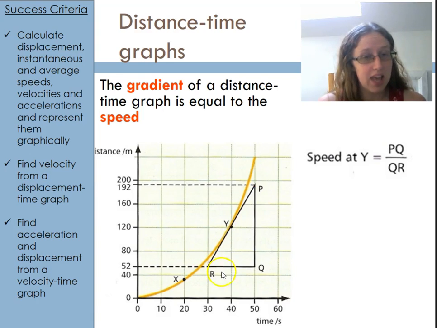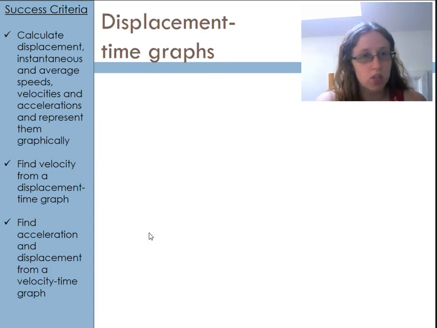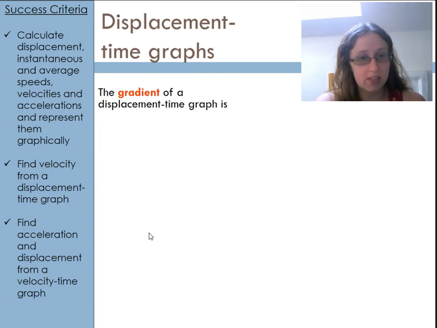If I'd wanted the average speed, what I'd do is say, if I want the average speed over the first 40 seconds, well, my time would be 40 seconds. I'd look at what distance it goes in 40 seconds. That would be 120. So for the average speed, I'd do 120 divided by 40. So that would be the difference between your average and your instantaneous. So if we just go through with the calculation for the instantaneous, it would be 7 meters per second. Pretty easy, right? So displacement time graphs, this time the gradient is going to give me the velocity.